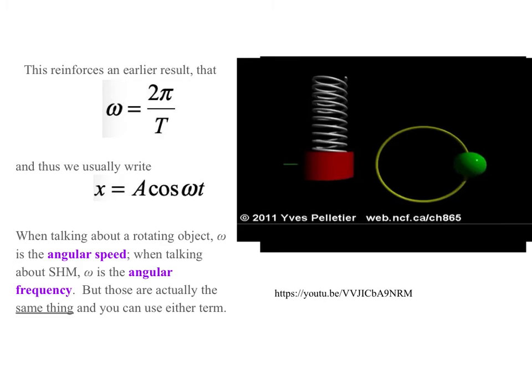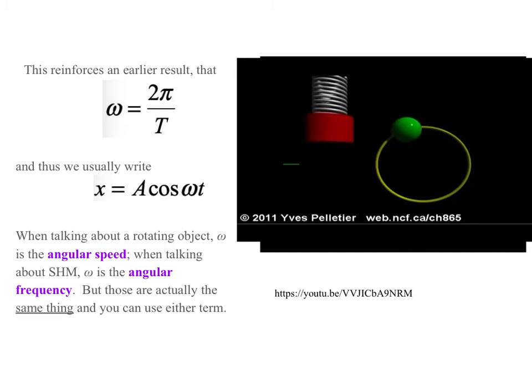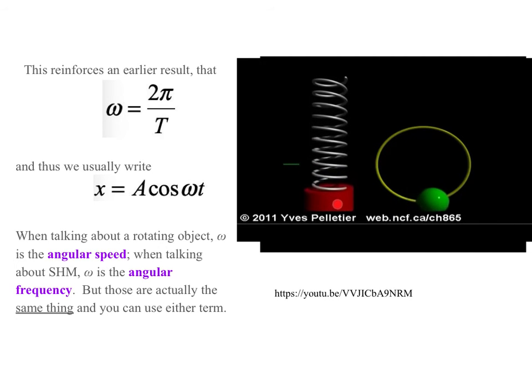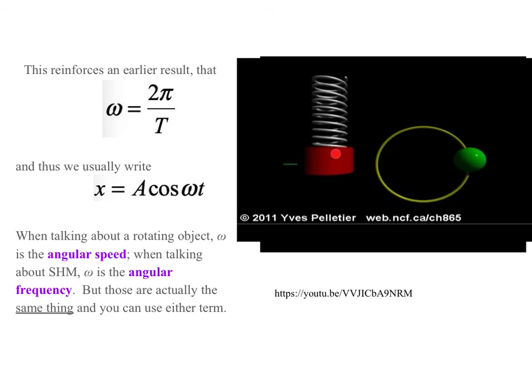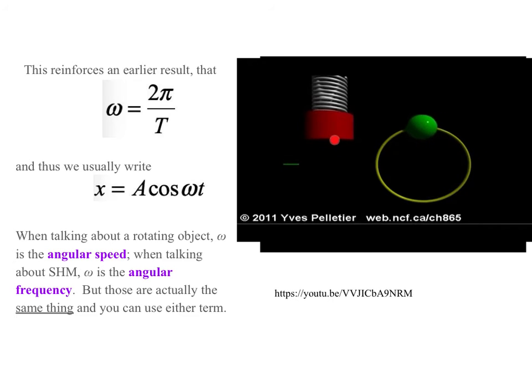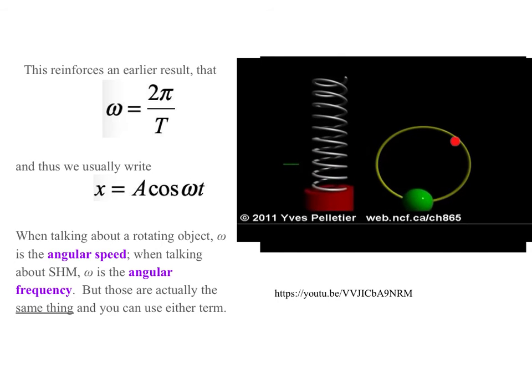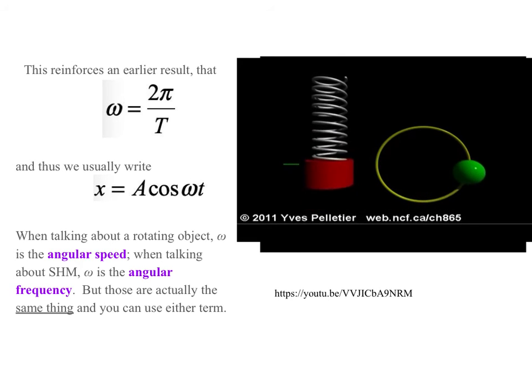When talking about a rotating object, omega is the angular speed. When talking about simple harmonic motion, omega is the angular frequency. Both are actually the same thing, and you can use either term for omega. It really is the same thing. Here's an illustration of how they're connected. You can see that the vertical position of the spring at any time is the same as the vertical position of the ball at any time. So the spring is going back and forth with simple harmonic motion according to a cosine, as the ball goes around according to the same angular speed.